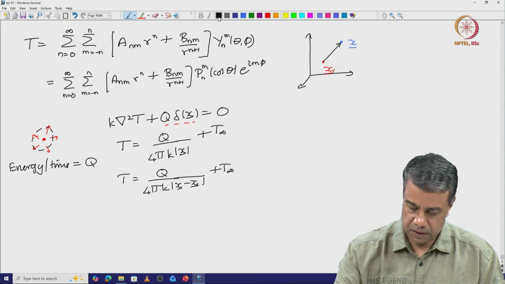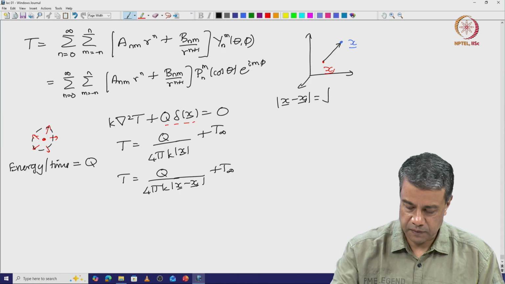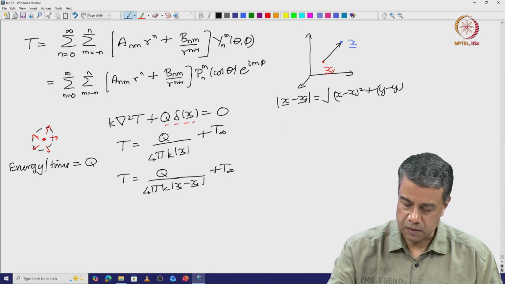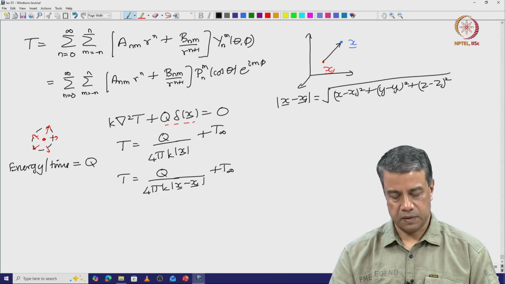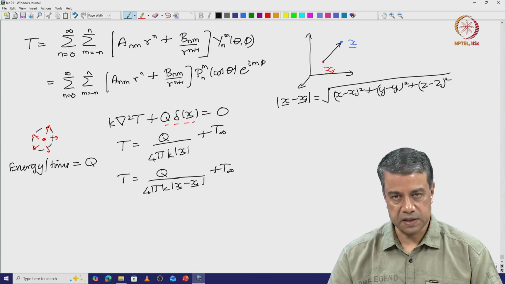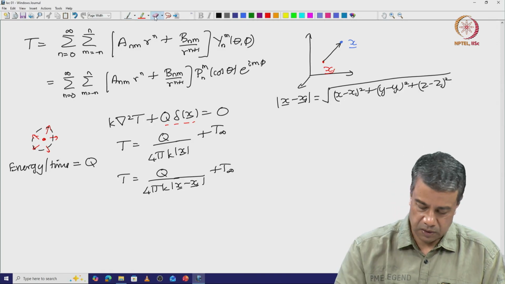And here I should note that the modulus of x minus x1 is equal to the square root of x minus x1 the whole square, plus y minus y1 the whole square, plus z minus z1 the whole square. So that is the modulus, the distance between these two locations: difference in x coordinate squared plus difference in y coordinate squared plus difference in z coordinate squared, the square root of the whole thing.